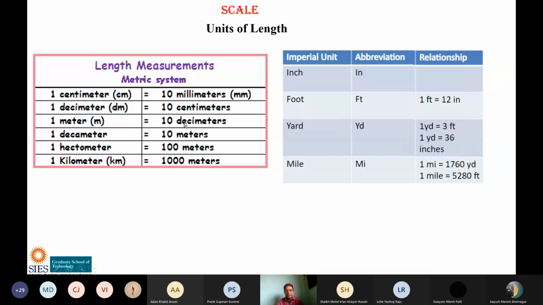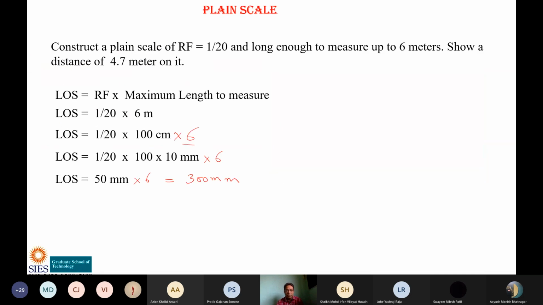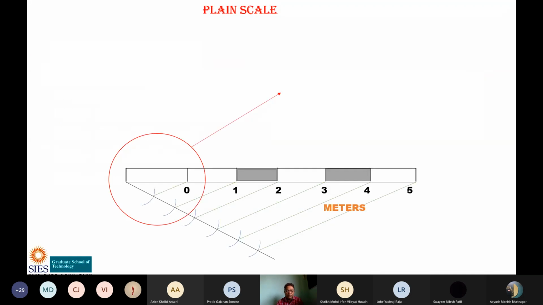1 meter is 10 decimeter. So 4.7, so 0.7 is what? Decimeter. So how will I get it? I will divide this meter into 10 parts. So each part will be 1 decimeter, and total 10 decimeter will become 1 meter. So what I will do now here is I will divide this first part, the circle one, in 10 parts.